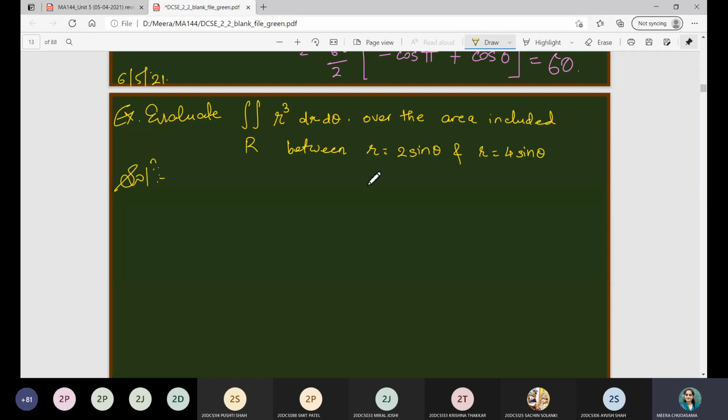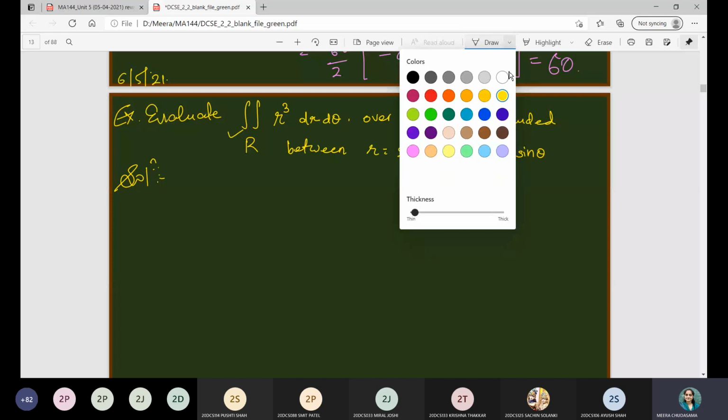So first of all, to evaluate this integral, what is the procedure? First we have to construct the curves. We have to identify what is the region we are given. After that, you have to choose the corresponding limits of r and theta. And after that, by substituting all these values in this double integration, we are able to solve this example, right? So let us first draw the curve.